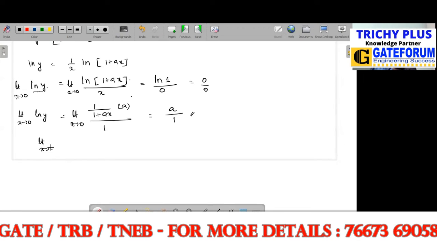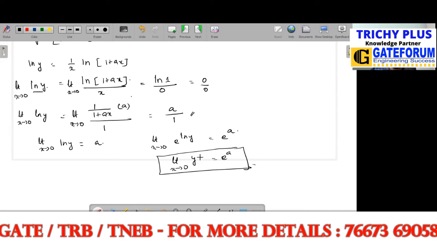Limit x tends to 0 of ln y is equal to a. How will you get back the y? To get back the y, you have to multiply with the e power, right? You have to take an exponential. If you take the exponential, limit x tends to 0 of exponential of ln y is equal to e power a. So this is going to be y, limit x tends to 0, which is equal to e power a. Okay, is it clear?